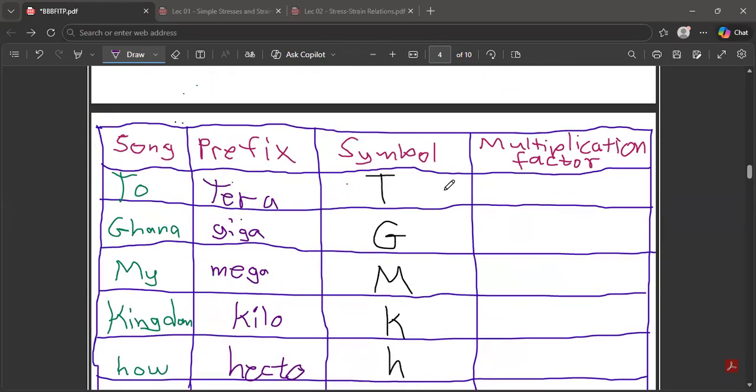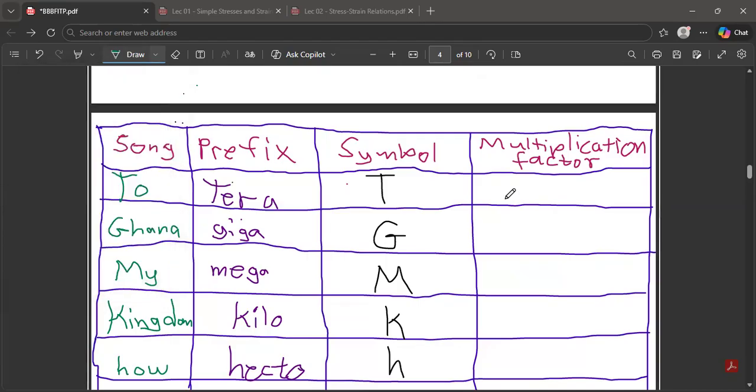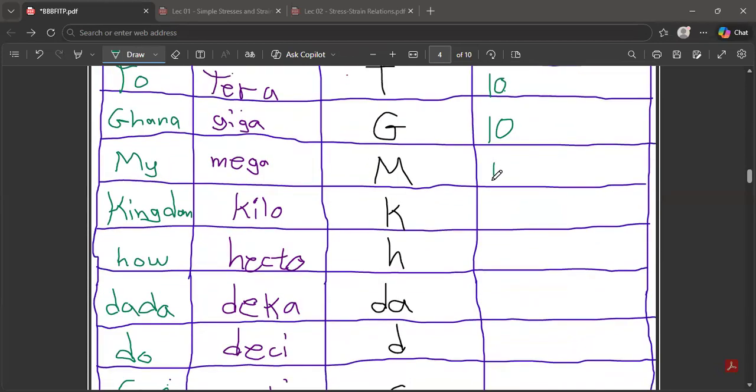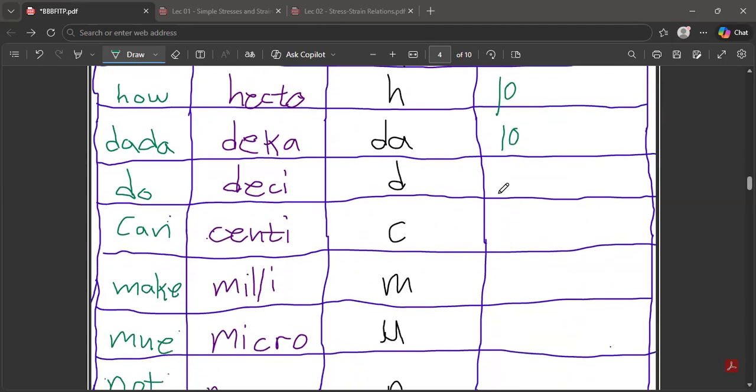So how do you come about the multiplication factor? Take note, always start by writing 10 throughout. I'm going to do that for you to see now. You see me writing 10 over here. Then I'm going to also write 10 over here, and over here, and over here. Write 10 throughout.